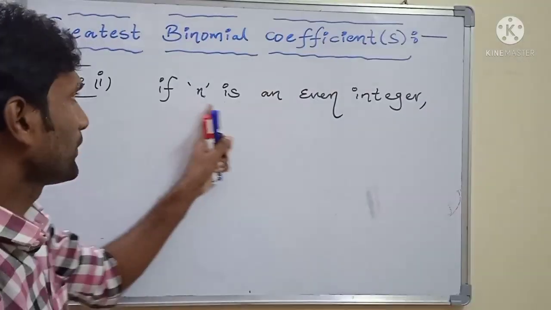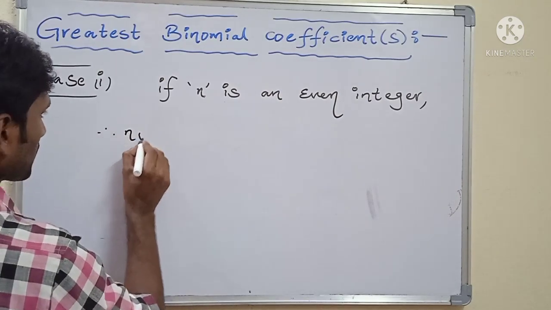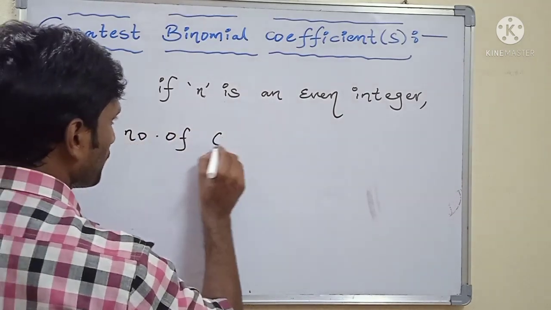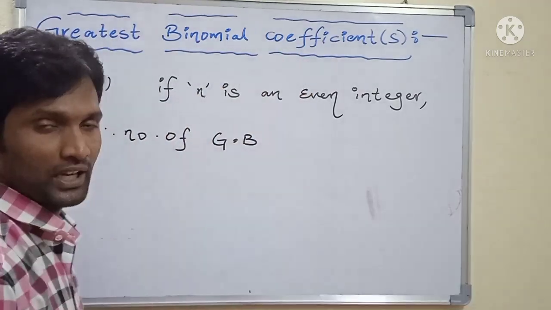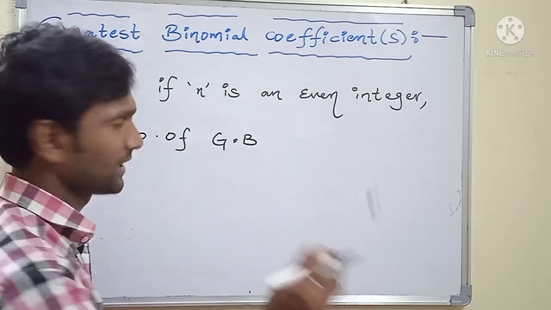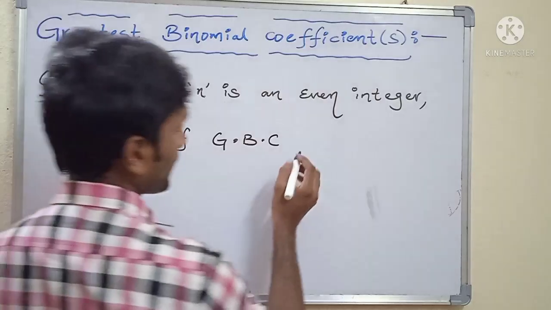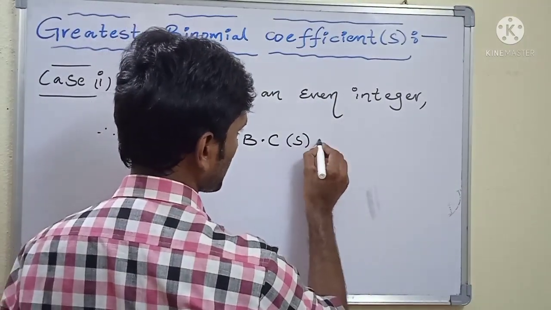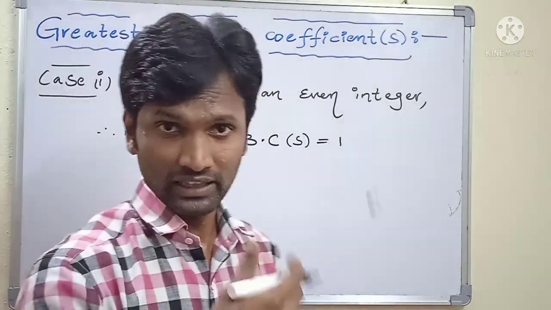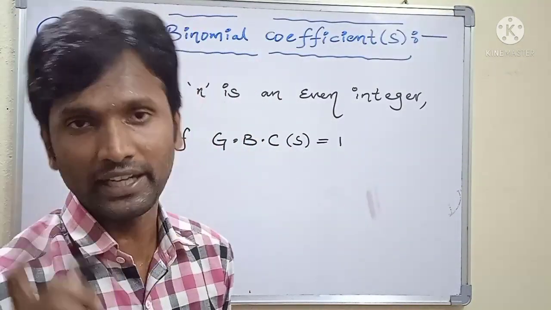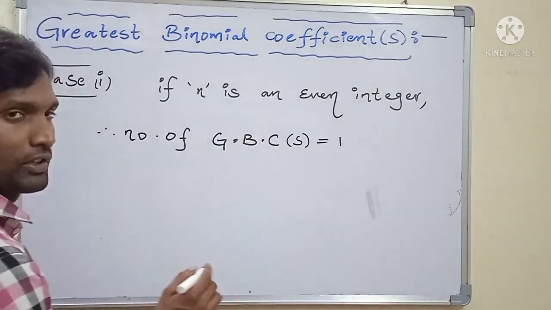If n is an even integer, therefore the number of greatest binomial coefficients, simply denoted by GBC, equals only 1. If n is an even integer, in that expansion we have only one greatest binomial coefficient. Number of greatest binomial coefficients equals 1.